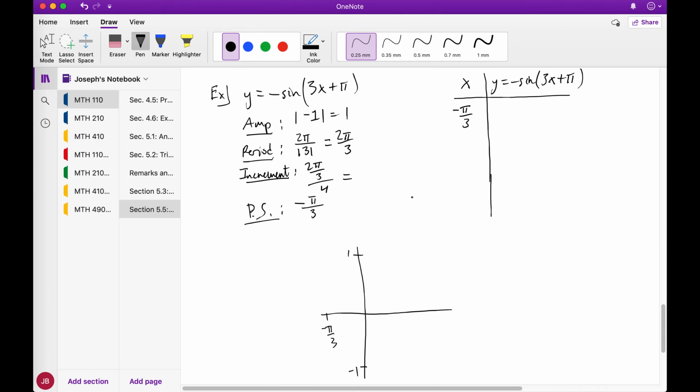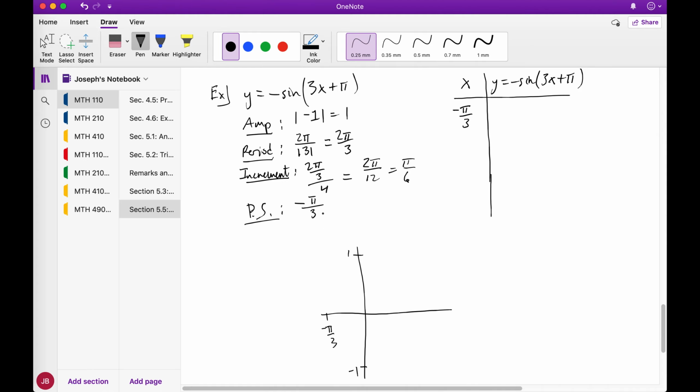As we will see here, in the next example, we're just going to graph one full period of this sine function, minus sine 3x plus pi. All right. So let's fill in the pertinent details here. Amplitude is the absolute value of the number in front of sine. So absolute value of -1 is just 1. The period is 2 pi divided by the absolute value of this number multiplying x. So I get 2 pi over 3. The increment is 2 pi over 3 over 4, which is actually 2 pi over 12, which reduces to pi over 6. Okay. And now the phase shift is negative this number, which is pi, divided by exactly this number, which is 3. So I get minus pi over 3.